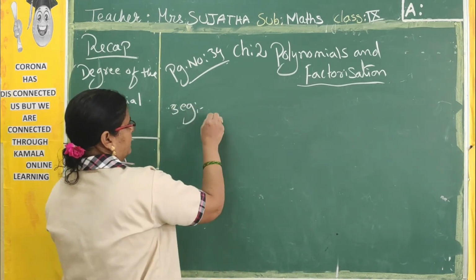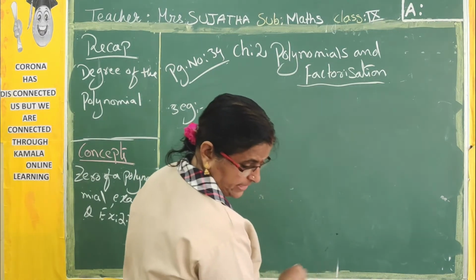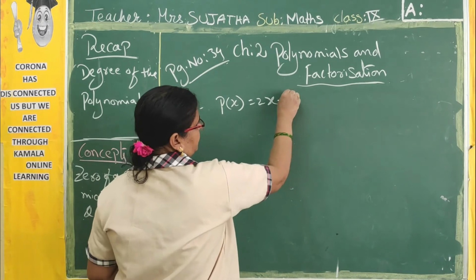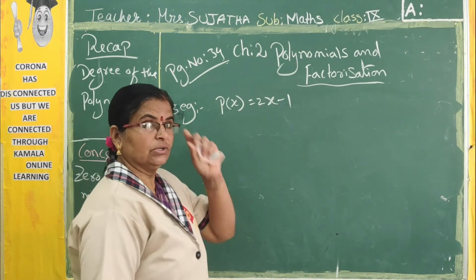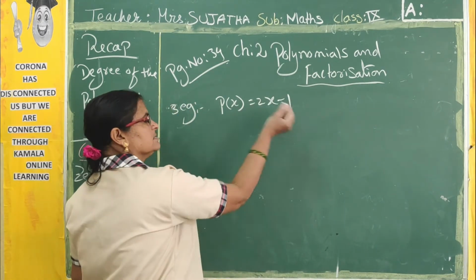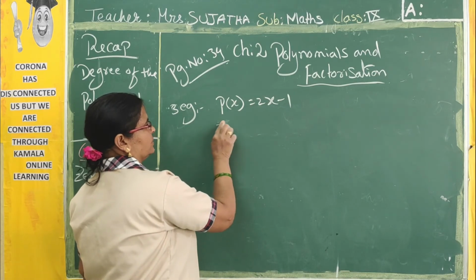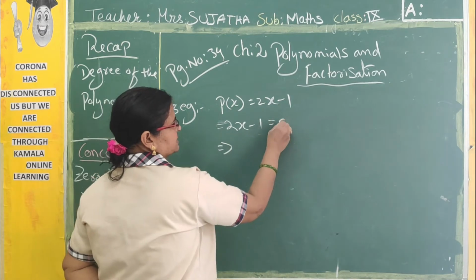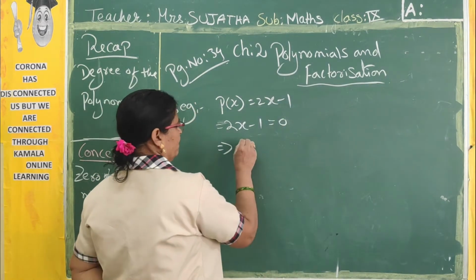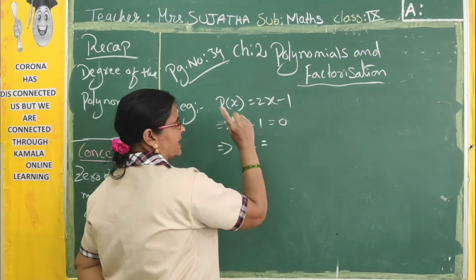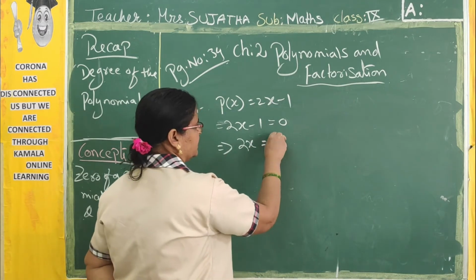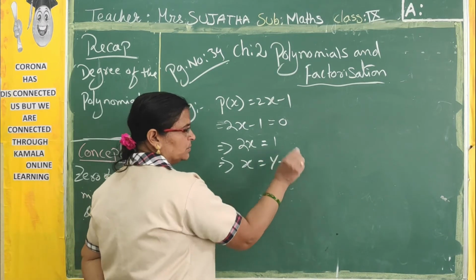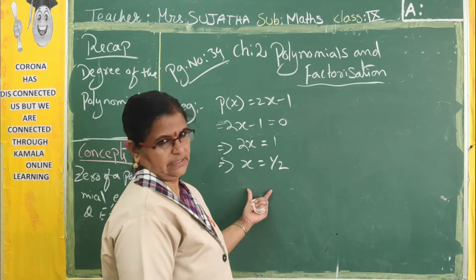Example 3. P of x is equal to 2x minus 1. You can do it directly, or otherwise like that also. 2x minus 1 is equal to 0. Now 2x is equal to 1, as the minus 1 goes to the other side and becomes plus 1. It implies x is equal to 1 by 2. Understood?